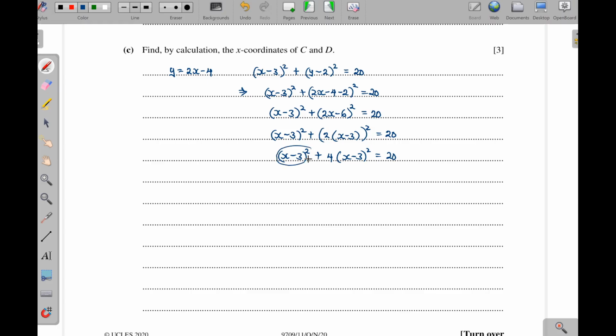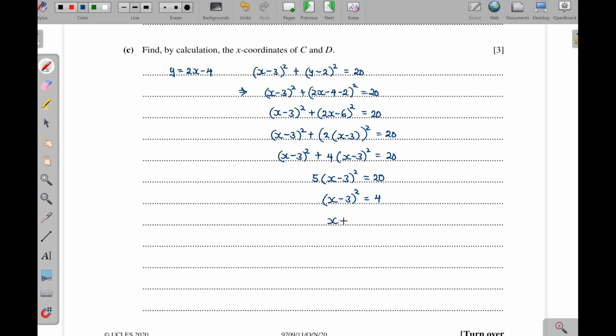Now when I factorize this one out, I'll have a 1 here plus the 4, so we shall have 5 of x minus 3 squared, which is equal to 20. Then when I divide all through by 5, that means I will have x minus 3 squared, then this one will be equal to a 4.